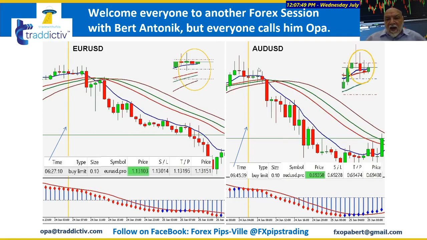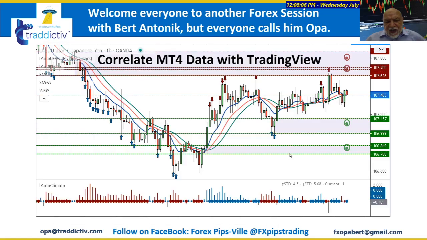And here again, here's the Aussie USD trade. Again, very similar, about 40 to 50 pips was available there before price turned. You can see the price turning here as the MACD changed. Okay, here's the correlation with TradingView. We always do the correlation with TradingView.